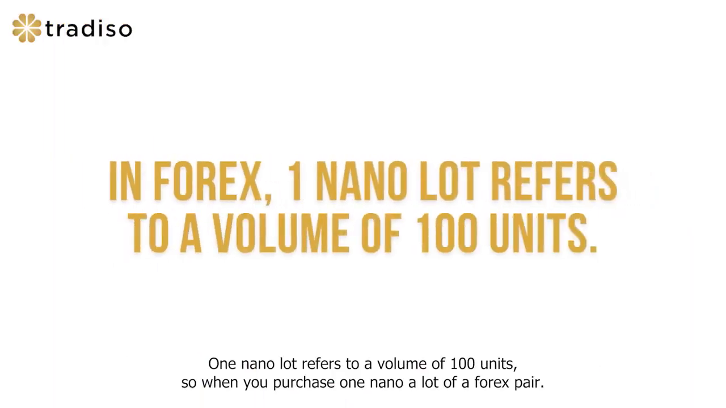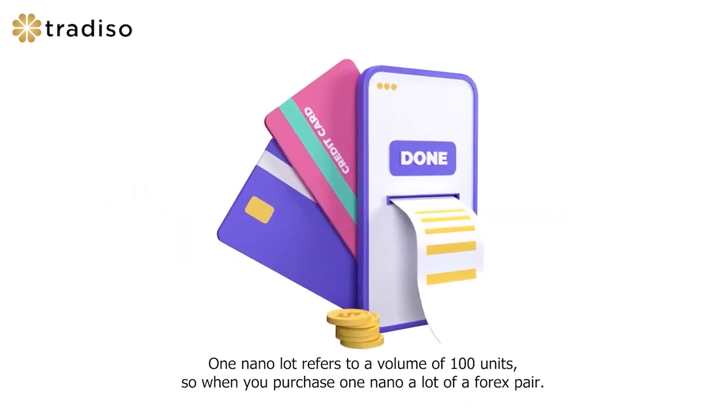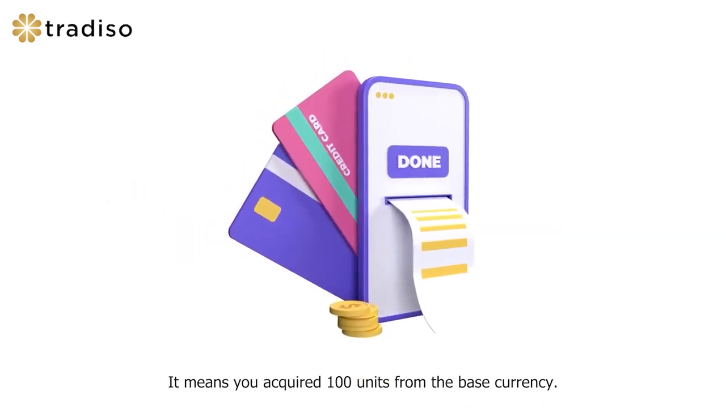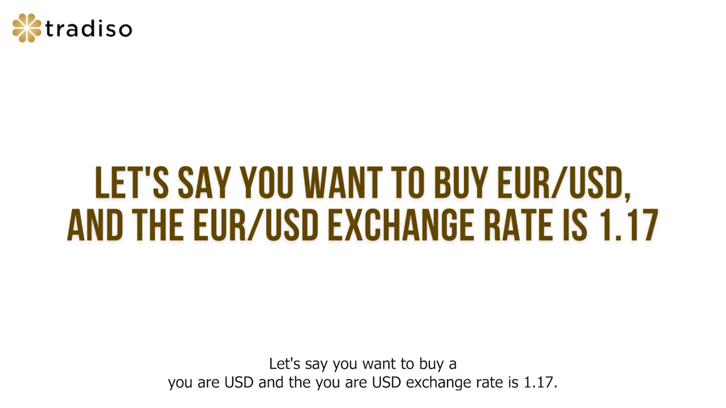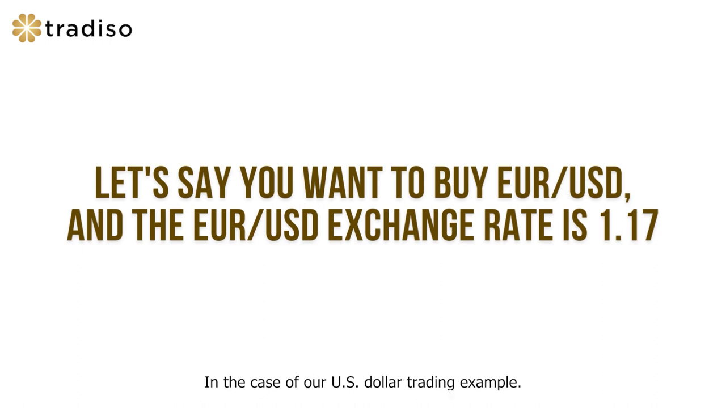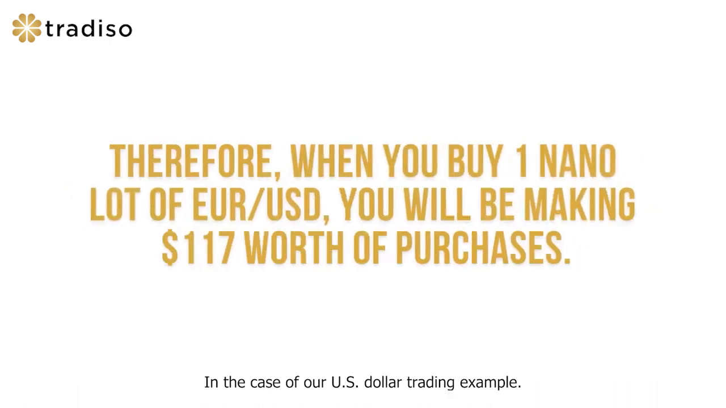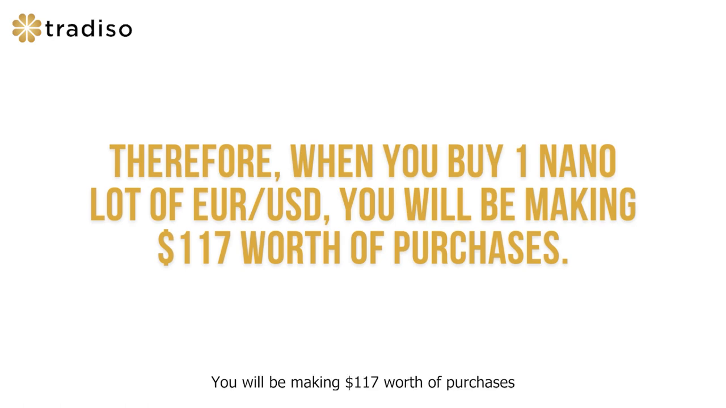In Forex, 1 nano lot refers to a volume of 100 units. So when you purchase 1 nano lot of a Forex pair, it means you acquired 100 units from the base currency. Let's say you want to buy a EUR/USD, and the EUR/USD exchange rate is 1.17. Therefore, when you buy 1 nano lot of EUR/USD, you will be making $117 worth of purchases.